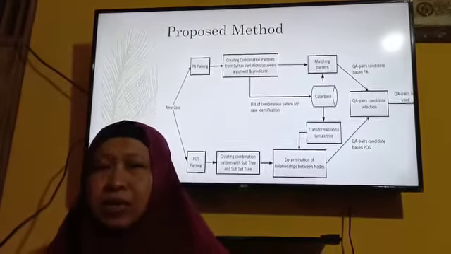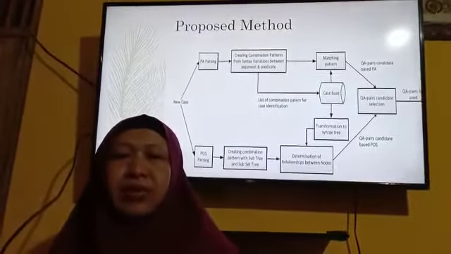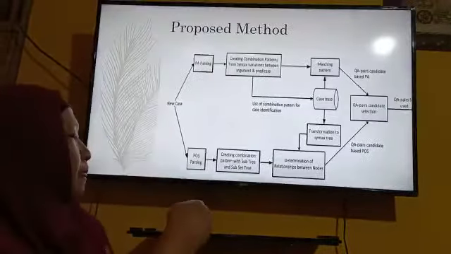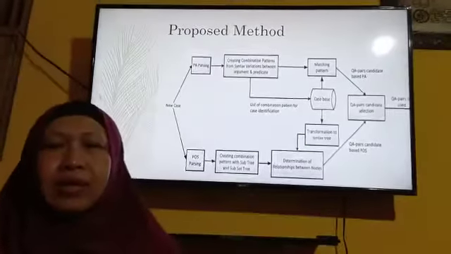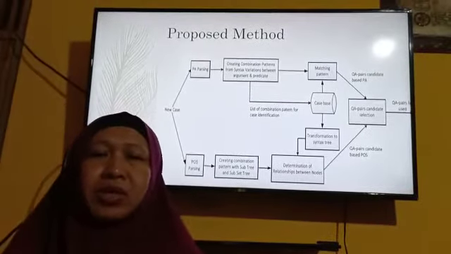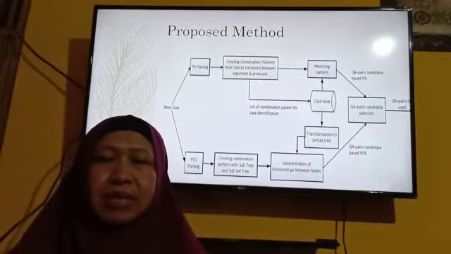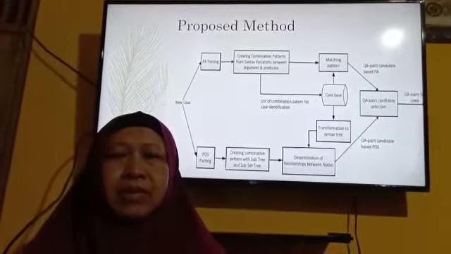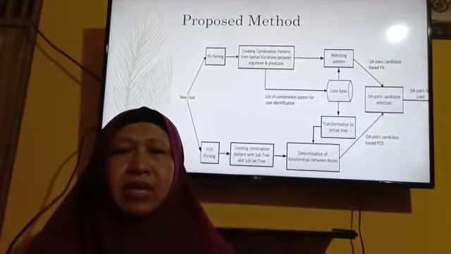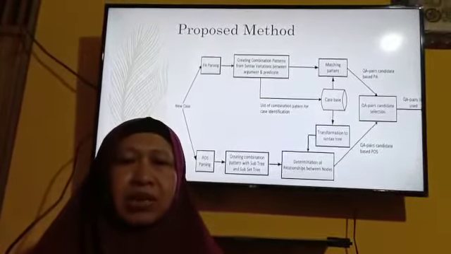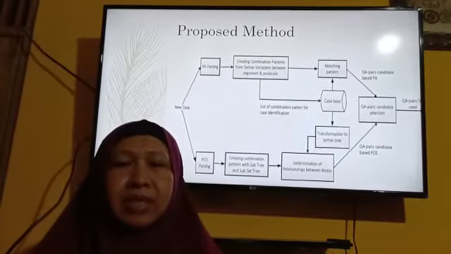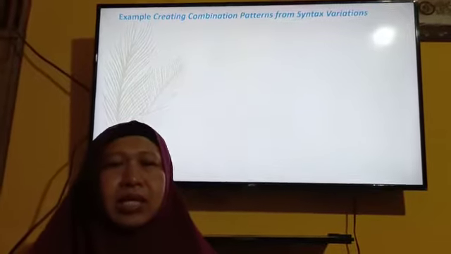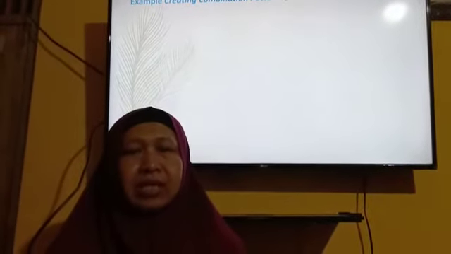The proposed method in this paper, you can see in the figure: if we have a new case, we have to parse it using predicate argument parsing and then POS parsing. From the predicate argument parsing, we create the combination pattern, and from POS parsing we create the combination pattern with subtree and subset tree.